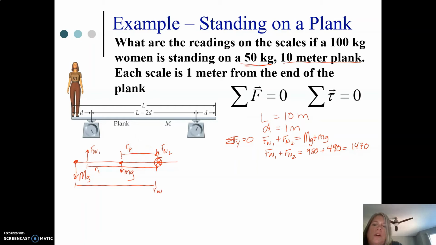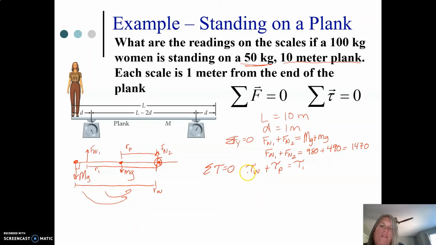So when we do a sum of the torques, the sum of the torques is equal to 0. Positive torques cause counterclockwise rotation, which is what the weights are going to do. So we're going to have the torque from the woman plus the torque from the plank equal the torque from our scale 1. We'll just call that torque 1. Torque is F R sine theta. All of our angles look perpendicular, so the sine of 90 is just 1. So I'm just going to leave that out.